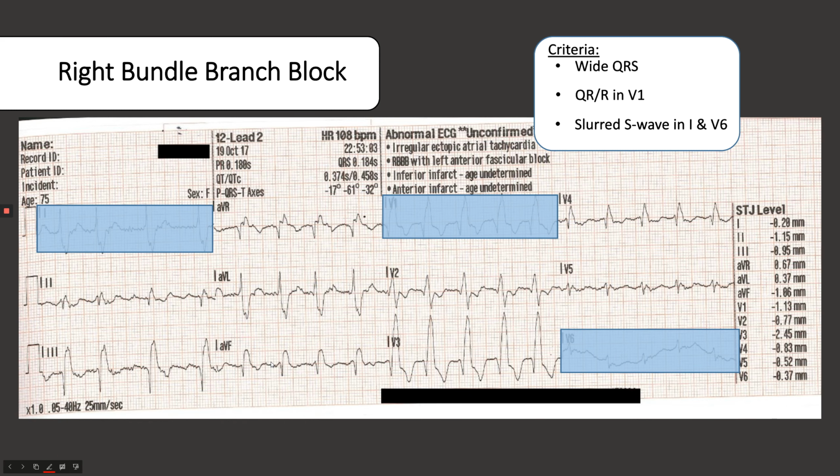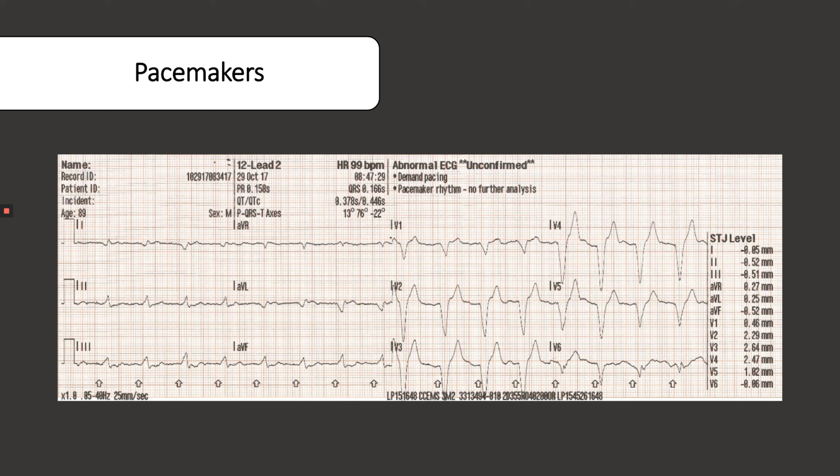Now, moving along, we're going to talk about pacemakers.